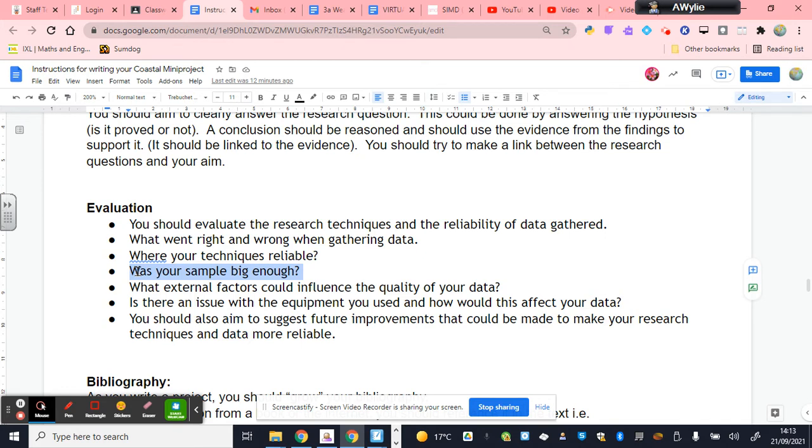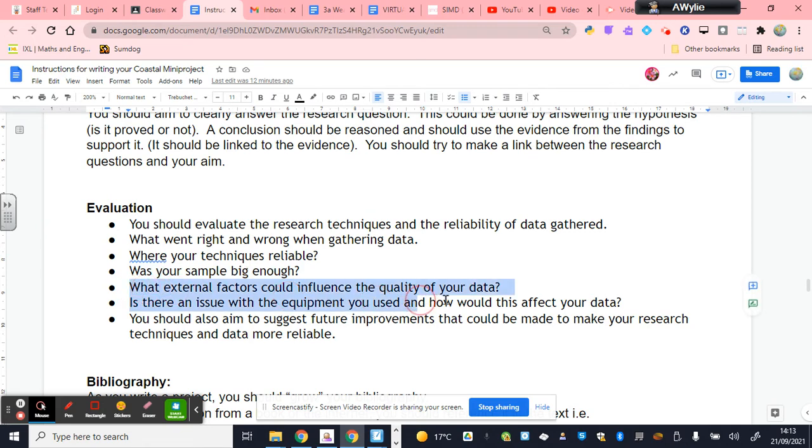Did you stop often enough? Was the distance between your samples too big or was it too small? If it was too big, because we did 20 meters, then what problem is created by having too big gaps in your sample locations? Okay.